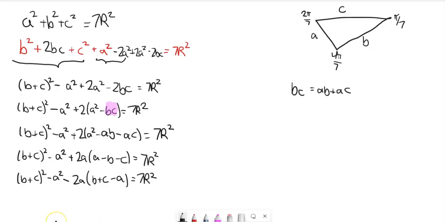Now, where do I go from here? Well, believe it or not, this part that I'm going to mark here in pink, you see the b plus c quantity squared minus a squared.